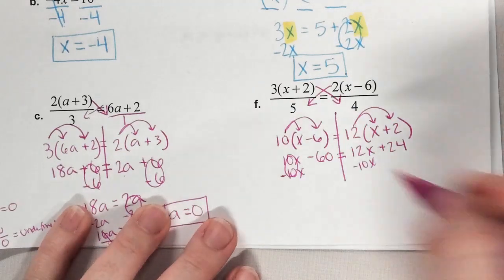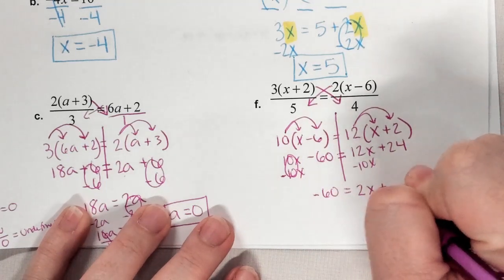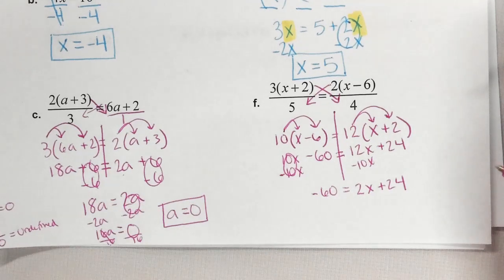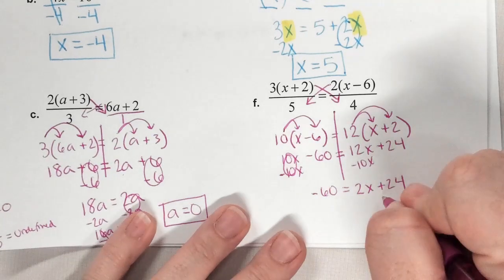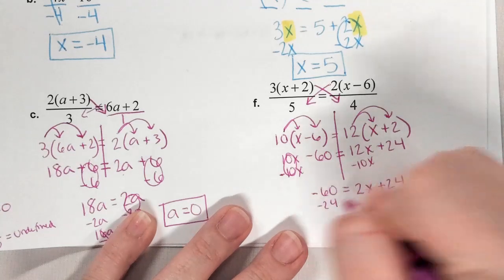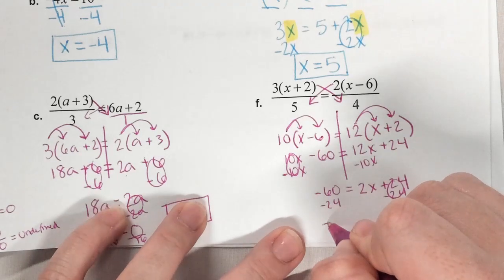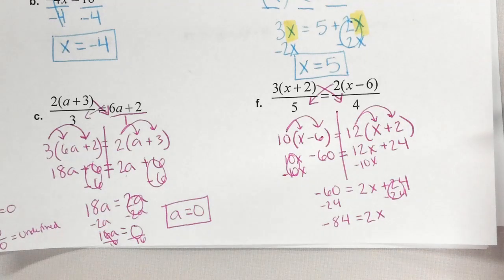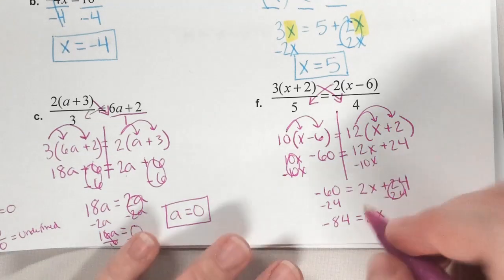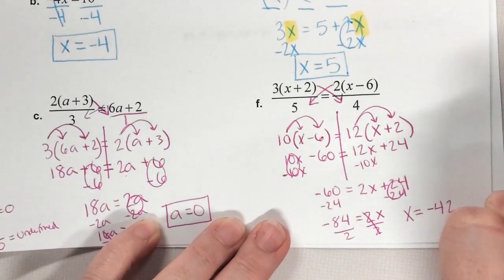So that's why I try to create that habit now, so it's just a habit all the time. So 10x cancels, and we're left with negative 60 equals 2x plus 24. Now I know sometimes negatives are inevitable, but you can try. And I'm going to do minus 24. So we're always going to get rid of addition or subtraction first. And that gives me negative 84 equals 2x. What's my last step? Divide by 2. And that gives me x equals negative 42.